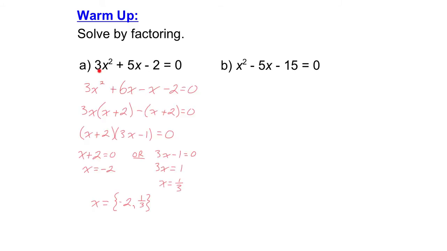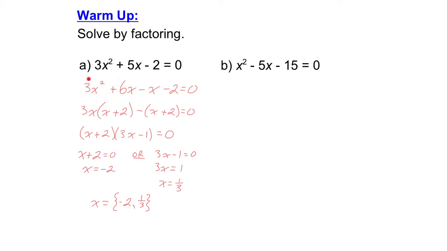So for the first one, I can't do any common factoring. So this is a complex trinomial. So I decompose the middle term. 5x is now 6x minus x, because those 6 and minus 1 add to 5, multiply to negative 6.